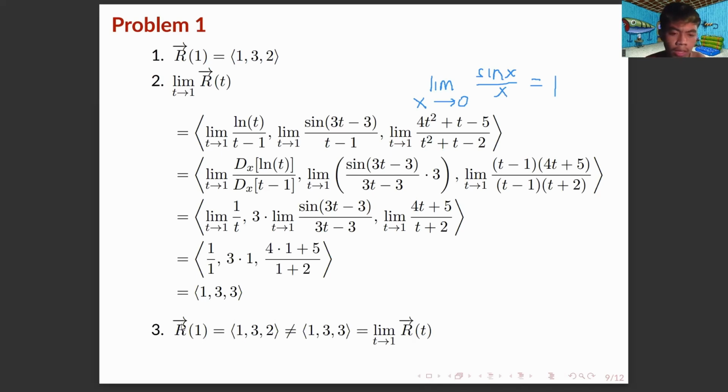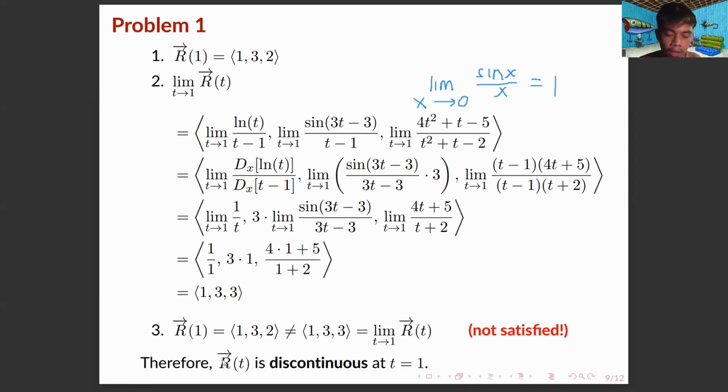Okay, so for number 3, we have r of 1 is equal to 1, 3, 2, which is not equal to 1, 3, 3 as something na nakuha natin sa limit of r of t as t approaches to 1. And it is not satisfied. Therefore, r of t is discontinuous at t is equal to 1.